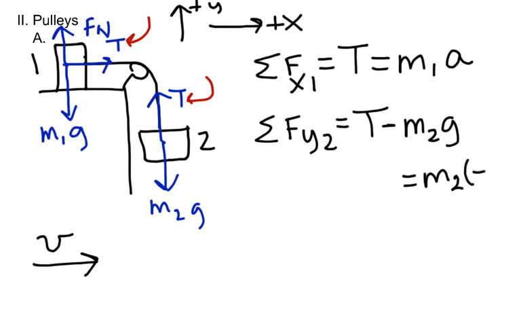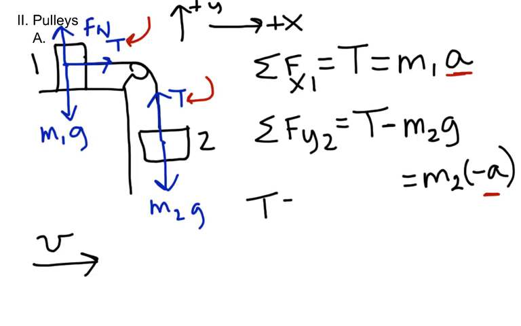What's interesting about these acceleration values, the one for object 1 and the one for object 2, is the magnitude is the same. The direction may be different, but the magnitude is the same. And so we can use the fact that the magnitudes are the same to combine these two formulas if we want to later on. Now, let's say that in this particular problem we want to find T.